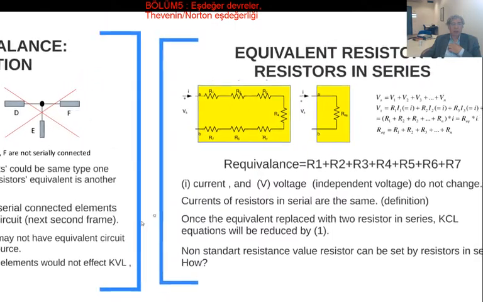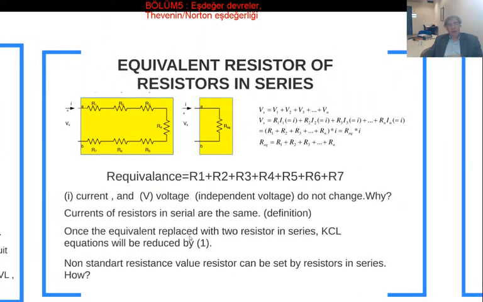Let's come to an example now. Here in this circuit we are seeing 7 resistors. They are all connected in serial. We can prove that we can replace all these resistors with just one resistor, whose resistance equals the summation of these resistors' resistances. So this is that one then.